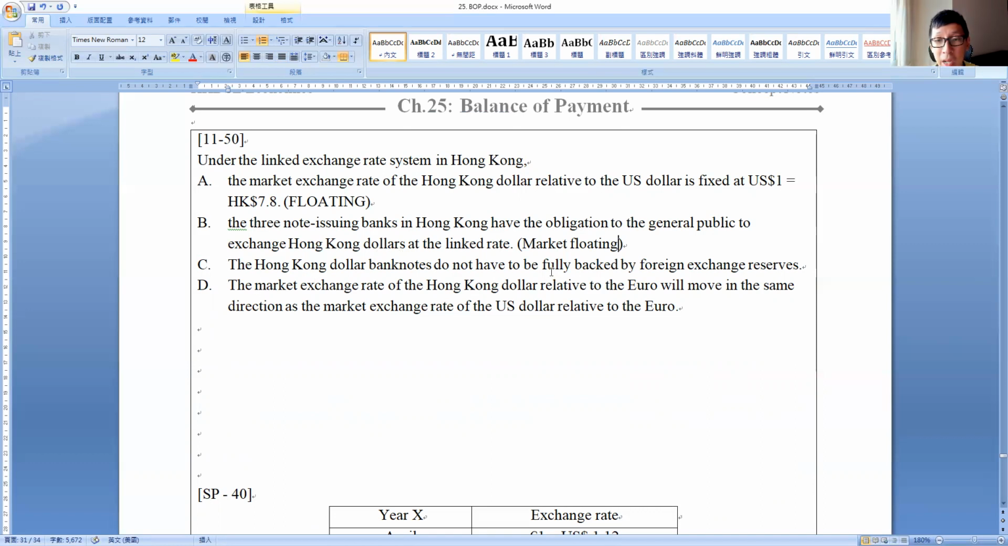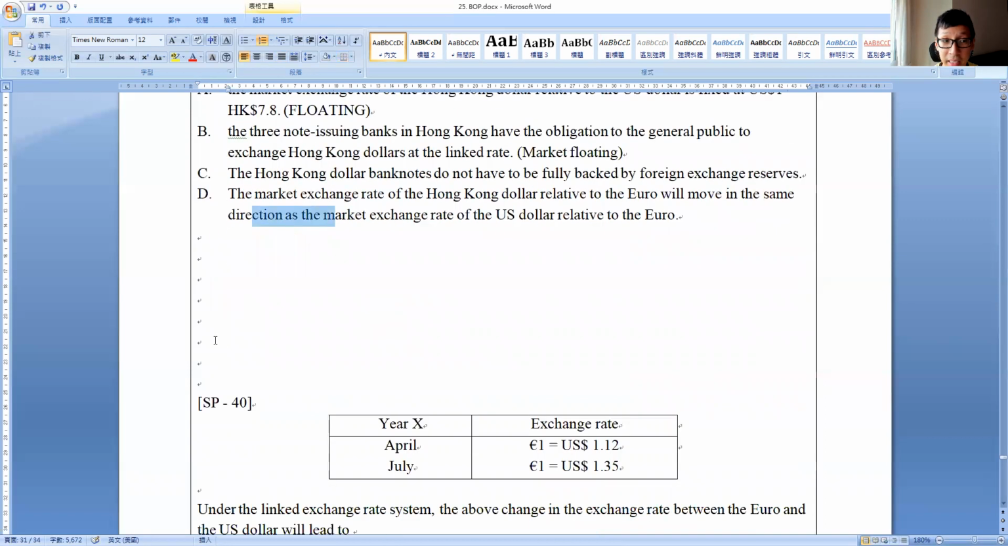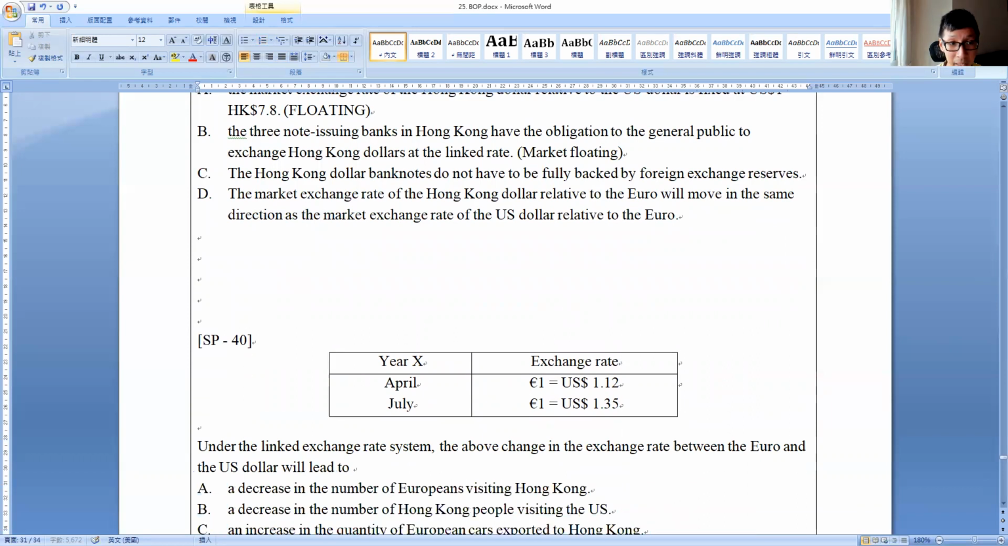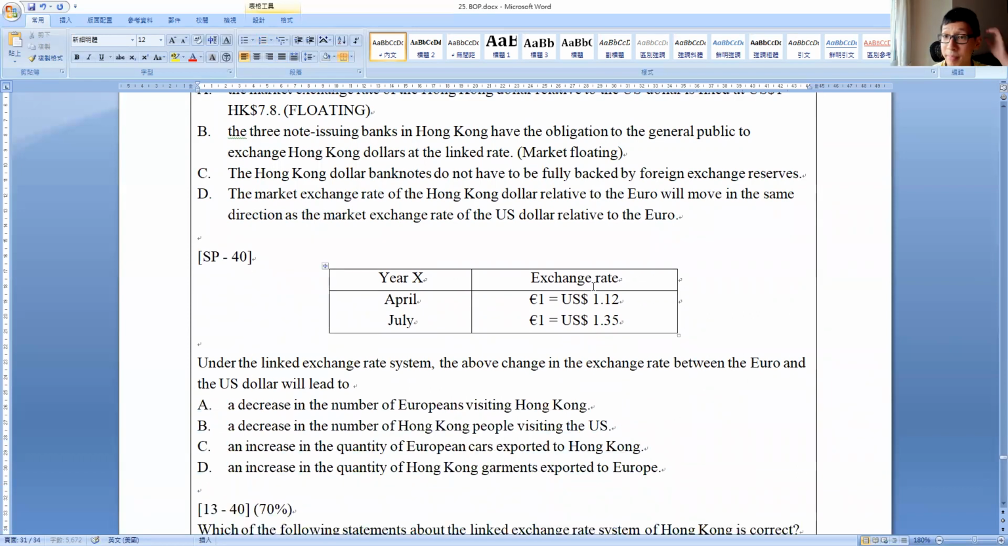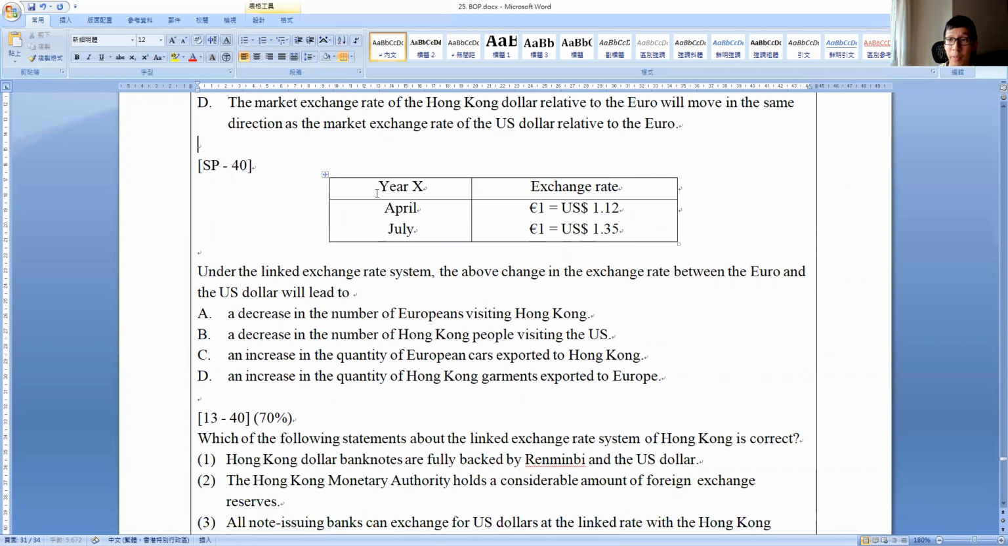Market exchange rate relative to euro will move in the same direction as that of US dollar. Yes, this is exactly one of the implications we just talked about, right? 係咪？所以答案 D 啦 very easy. Right? Now, what about, now we are moving into DSE area, finally.